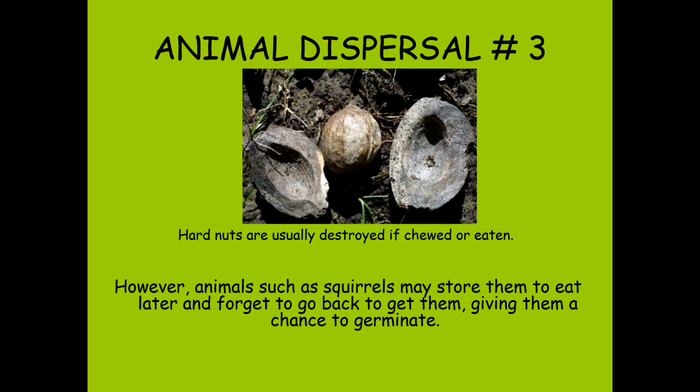Sometimes they gather them in the autumn or the fall and they take them to their nests so that they've got lots of food to eat in the cold winter months. But sometimes they forget where they've planted these. So these seeds will go back into the soil and they will germinate.